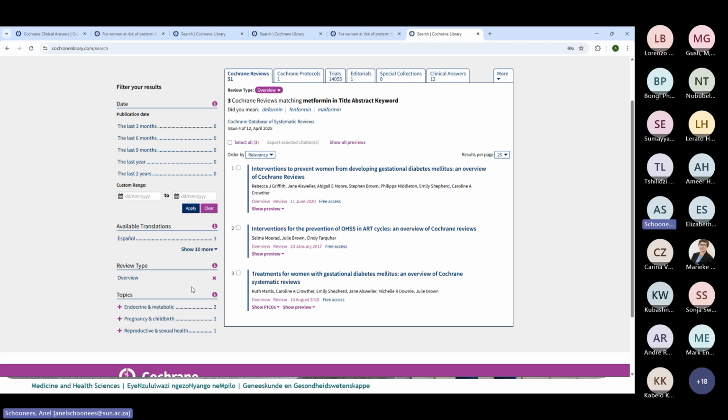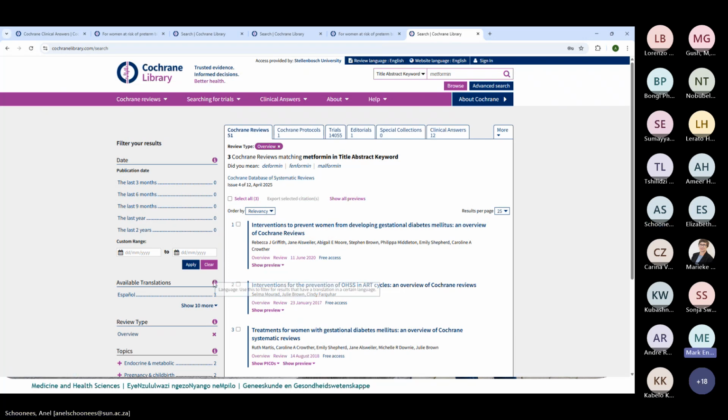So metformin is such a versatile drug, and often it's used for quite a number of different indications, and the overview is often very useful to provide either an overview of different treatments or different ways that a treatment can be used and can be useful for various conditions. So in this case, there's one on gestational diabetes. There's one on the prevention of OHSS and another one on gestational diabetes. So that filter then at least worked well.